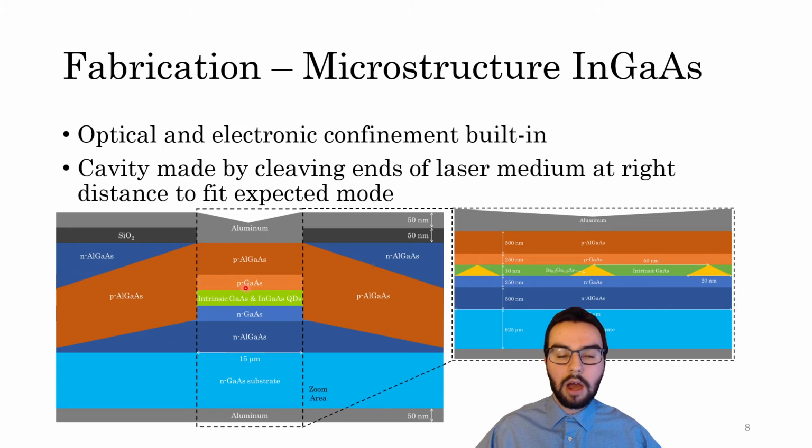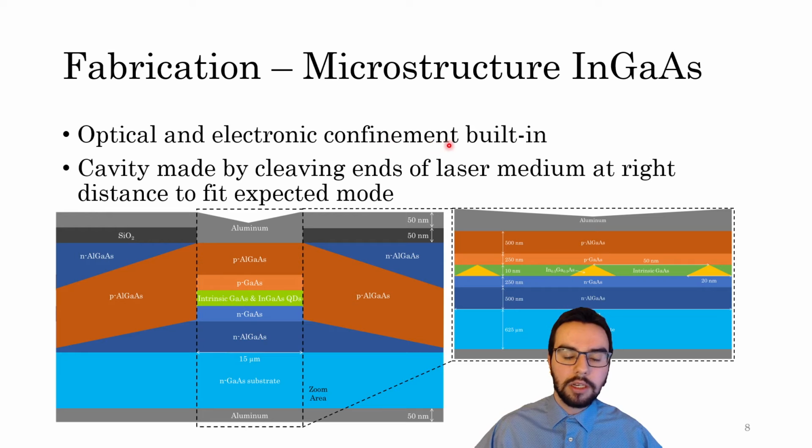Firstly, optical confinement happens within the gallium arsenide and indium gallium arsenide layers. This happens because the gallium arsenide and the indium gallium arsenide have a higher refractive index than aluminum gallium arsenide. So a waveguide is actually created.